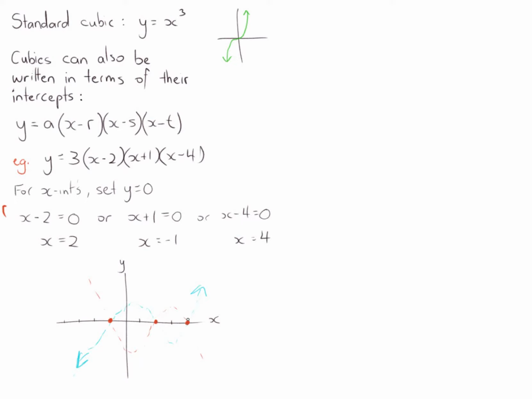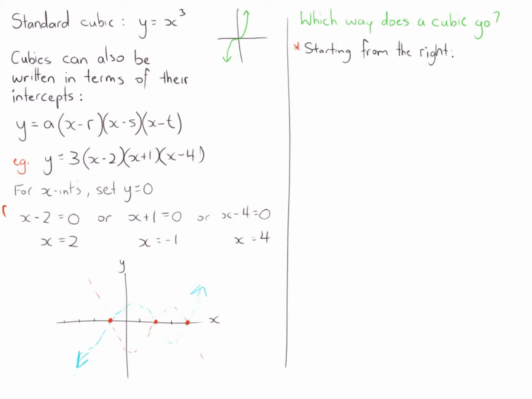Well, testing points is one option. But I'd like to draw your attention to this fact. If we look at the very right intercept, in this case x equals 4, that was the furthest intercept to the right. If we start on the right hand side of that intercept, a positive cubic will start above the x-axis, where this blue line is, whereas a negative cubic will start below the x-axis. That's our easiest way for determining what shape our cubic will have.